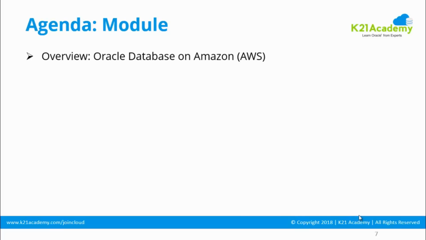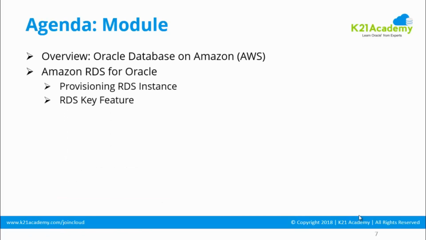We'll start with an overview of Oracle database on Amazon Web Services. How is it slightly different when you look at it from an on-premise deployment, and then compare and contrast between the various options that you could do within Amazon Web Services. And then slowly we'll unearth Amazon RDS, or the Relational Database Service for Oracle. Within that, we will look at the provisioning of an RDS instance, and then look at the key features within the Relational Database Service.